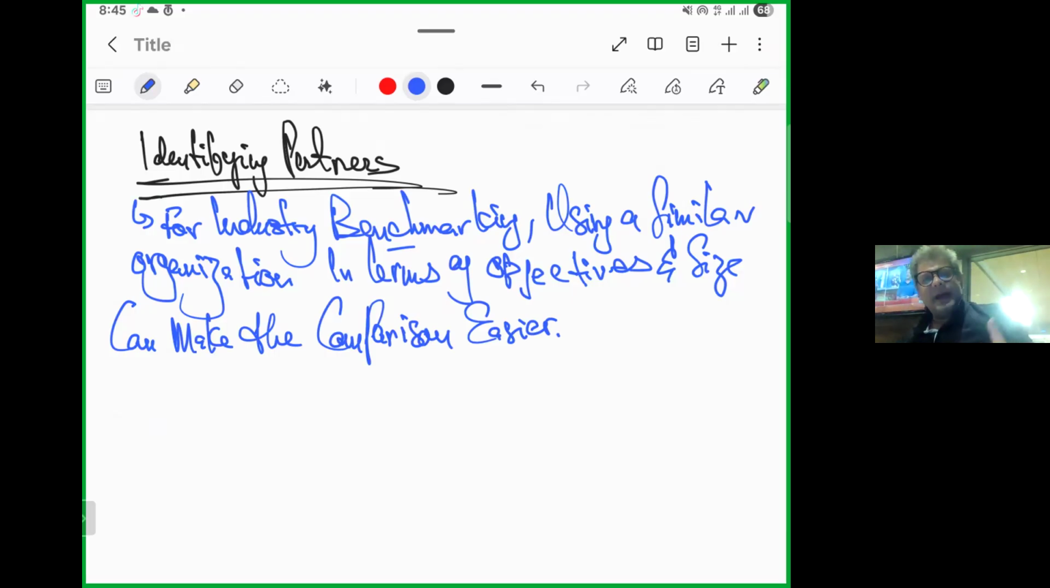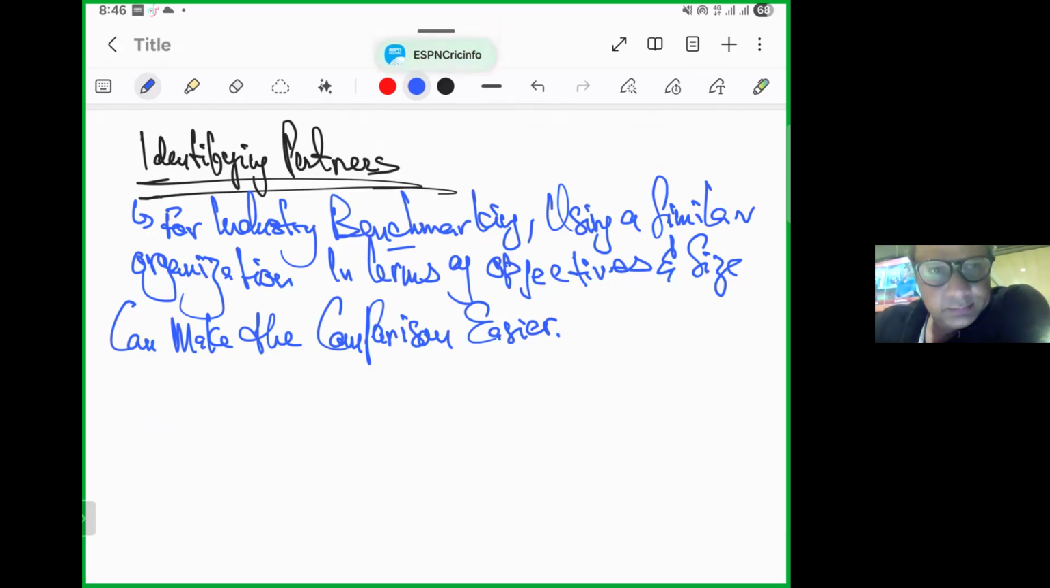It is not necessary then to take into account differences between the two organizations, and it should be easier to adopt the practices of the benchmark if they are similar. For example, a school might use a similar school in a different area as a comparator.